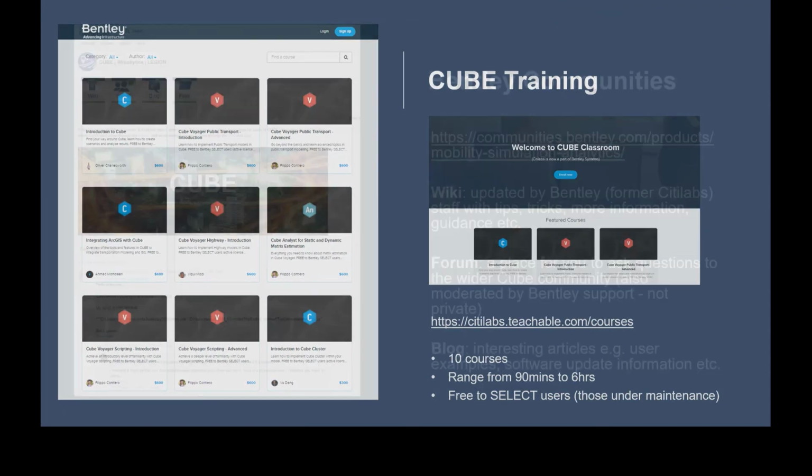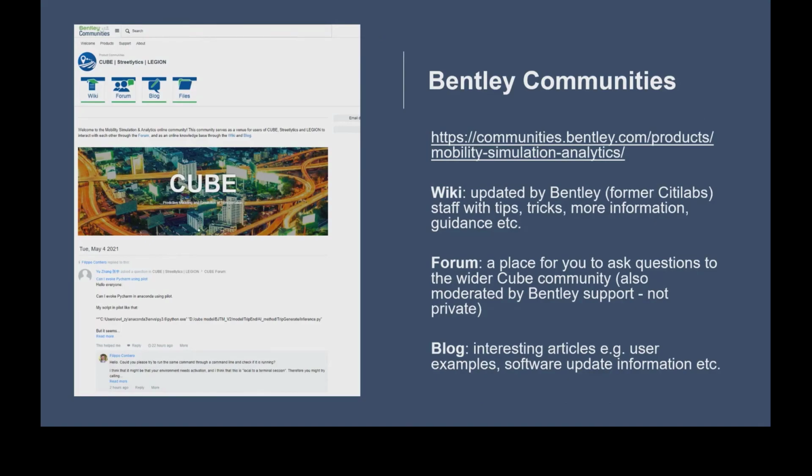We have a mobility page for Cube, Streetlytics, and Legion. This is where we have everything. So it's a wiki, which is kind of like an index of tips and tricks and information guidance. Not documentation as such, it's a little bit more specific. We have documentation elsewhere. There's a forum, so users can come on, ask questions, and other people can answer them, although Bentley support do moderate that quite a bit. And then we have the blog, which we can send out interesting articles, use examples and updates, etc.